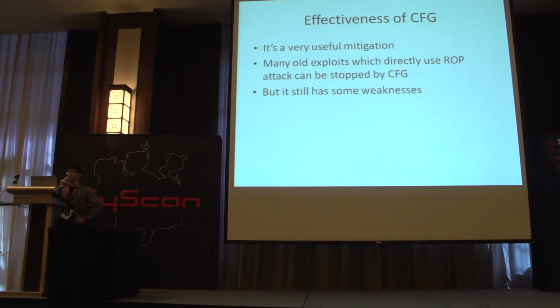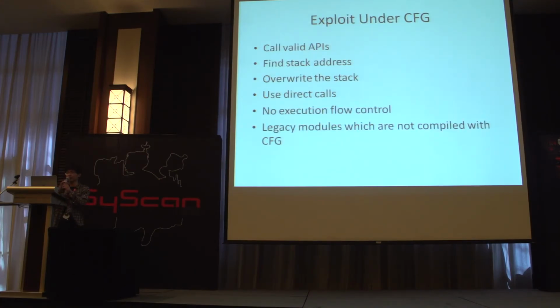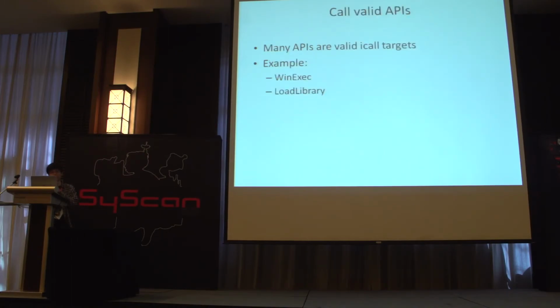We can see CFG is really a very useful exploit mitigation, but it still has some weaknesses, and there are several ways to bypass it. Here we list some methods we may use to bypass CFG, and we will discuss them in detail. First one, we can call valid APIs to achieve our purpose.